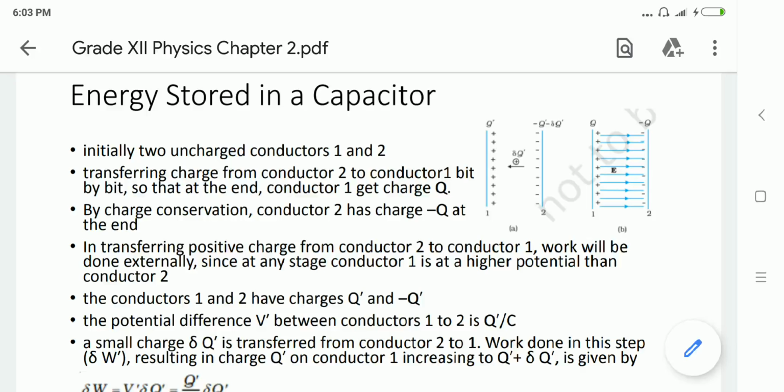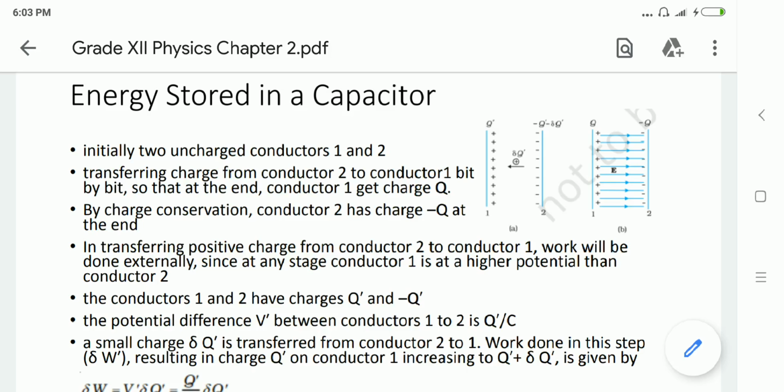While we are providing external energy to it, positive charges start to move. As the current starts to flow, positive charges are moving from conductor 2 to 1. As positive charge leaves conductor 2, it is defined as negative charge, and positive charges arriving at conductor 1 are defined as positive charge. That is Q dash and minus Q dash.